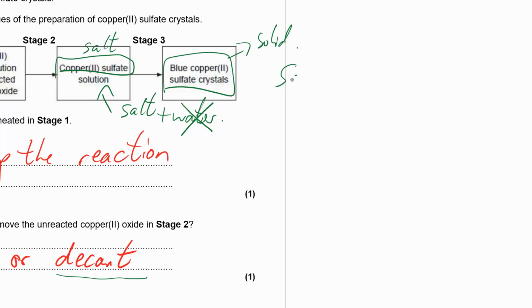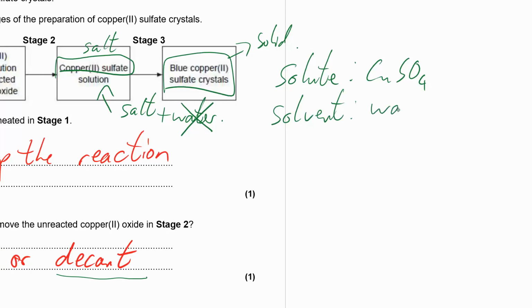Okay, so in this question, the solute, using the correct terms, would be the copper sulfate. The solvent, i.e. the liquid it's dissolved in, is water, or H2O. And the solution is both of them together. So salty water, essentially.